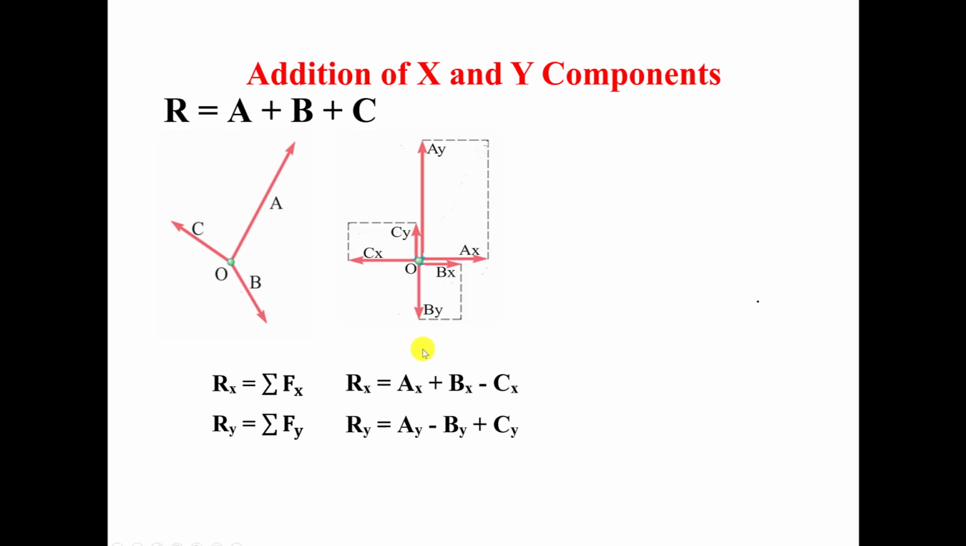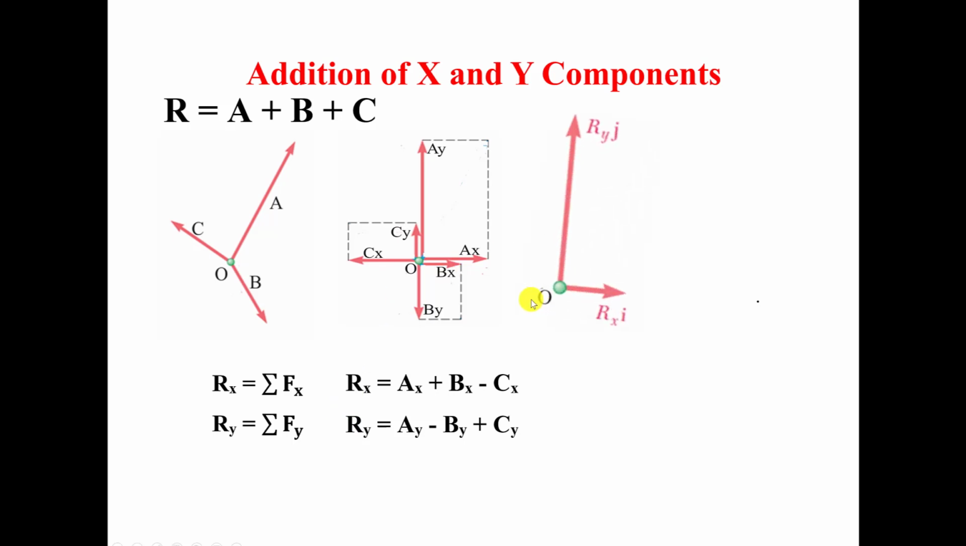But notice something here. For the x component, Ax and Bx are positive, but Cx is negative. This is why I put the negative sign here in front of the Cx. But for Ry, the resultant force component in the y direction, I'm going to add Ay and Cy. They are positive, but By is negative. This is why we put Ay minus By plus Cy. So this is how I get the accurate y component of the resultant.